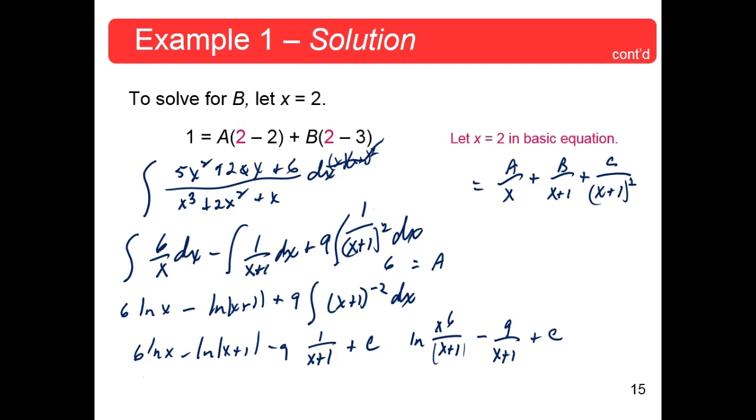Oh, yes, look at that. Well, they did leave the absolute value bars here. You didn't have to. You could just put them in the denominator. That would be fine. The log of the absolute value of x to the 6 over x plus 1 minus 9 over x plus 1 plus c. Got it. So that wasn't nearly as bad as it looked like it would be.